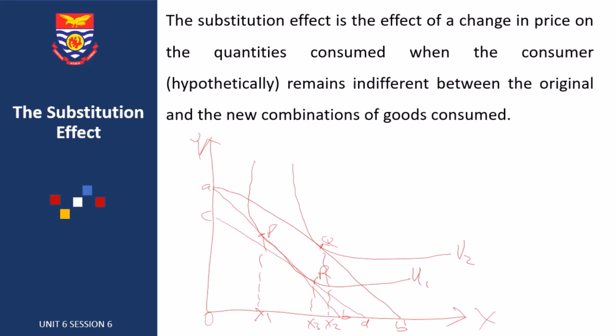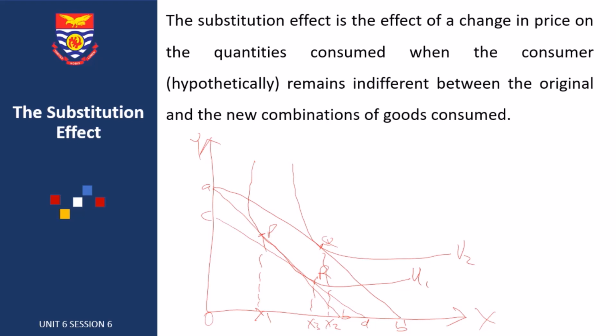So look at CD, parallel to AB1, but tangent to the original indifference curve U1 at point R, as shown in this diagram. The hypothetical budget line CD being parallel to AB1 implies its slope reflects the new relative price of goods X and Y, because CD is tangent to indifference curve U1, and it allows the consumer to attain the original level of satisfaction.